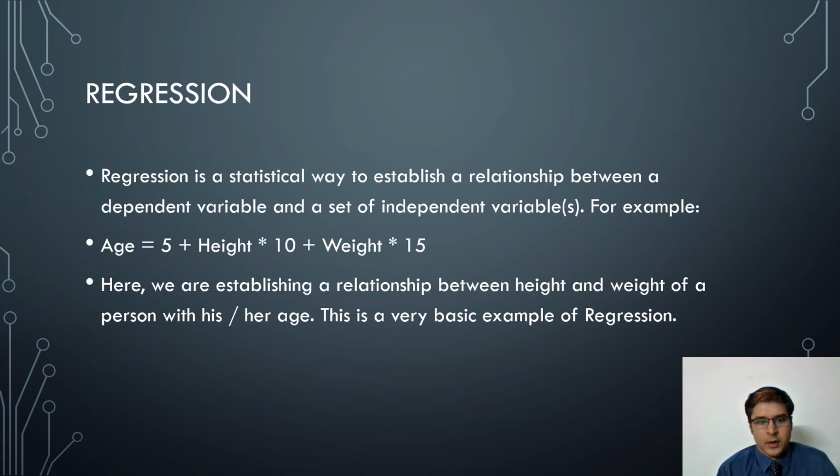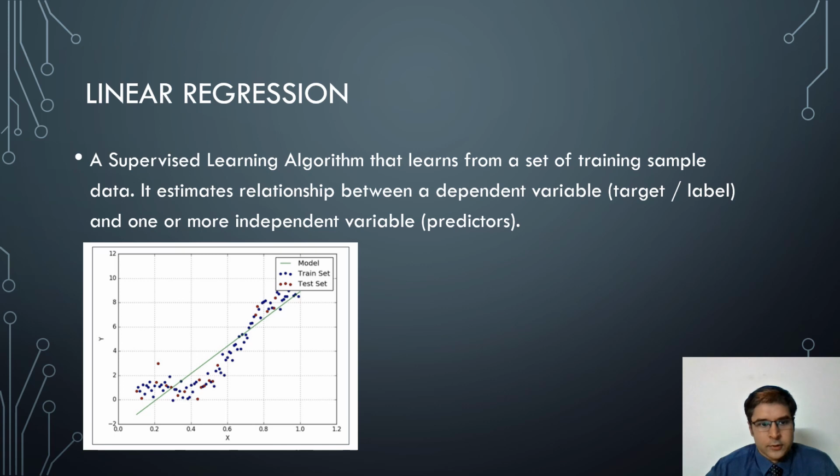So given a set of independent variables, we have to determine the value of a dependent variable at any point of time. So that will be regression. Now we come to linear regression. What is linear regression? It is a supervised learning algorithm that learns from a set of training sample data. It estimates relationship between a dependent variable, which is also known as target or label, and one or more independent variables, which are also called predictors.